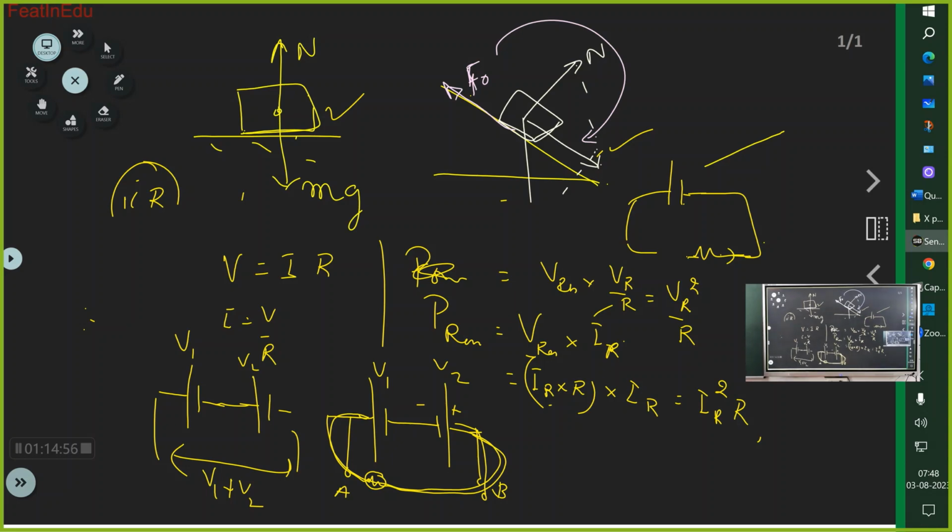Yes. No, sir, like A and B. I told potential of A with respect to B. Potential of A with respect to B will be V1 minus V2. Potential of B with respect to A will be V2 minus V1.